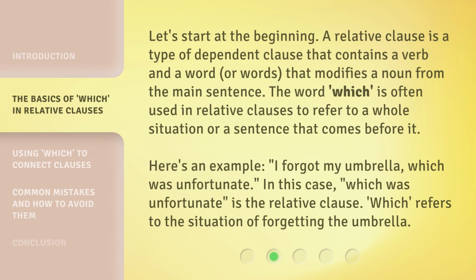A relative clause is a type of dependent clause that contains a verb and a word, or words, that modifies a noun from the main sentence. The word which is often used in relative clauses to refer to a whole situation or a sentence that comes before it. Here's an example. I forgot my umbrella, which was unfortunate. In this case, which was unfortunate is the relative clause. Which refers to the situation of forgetting the umbrella.